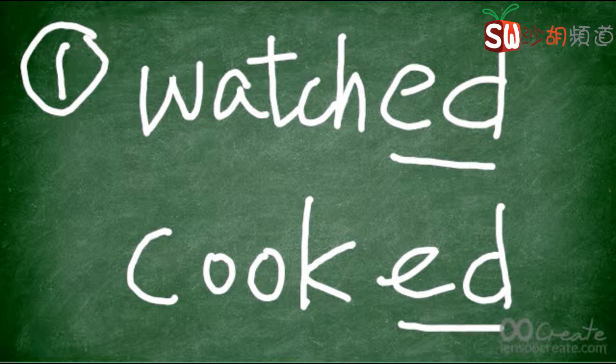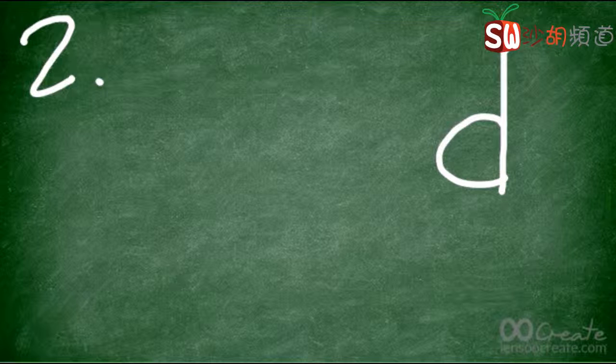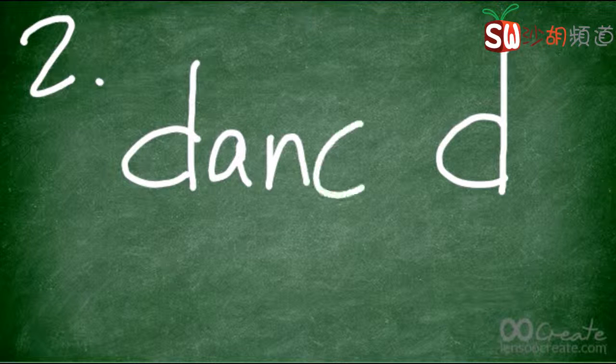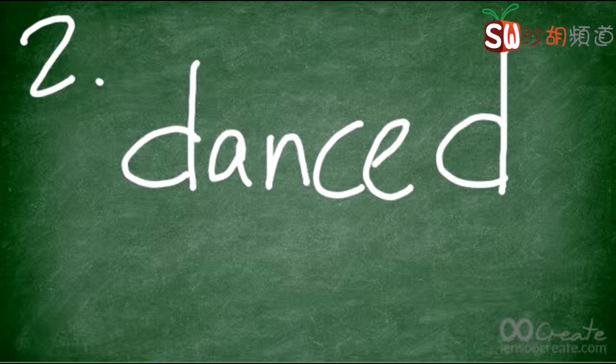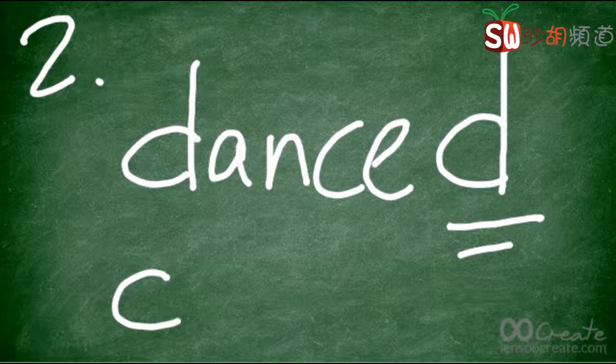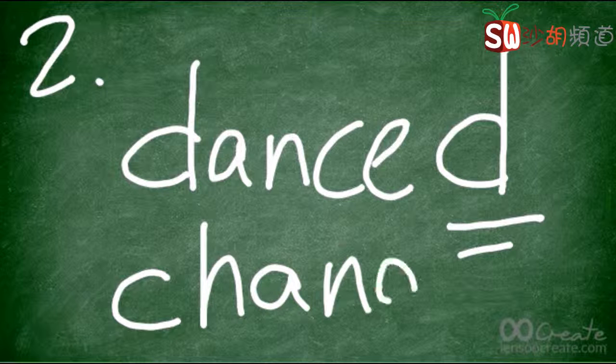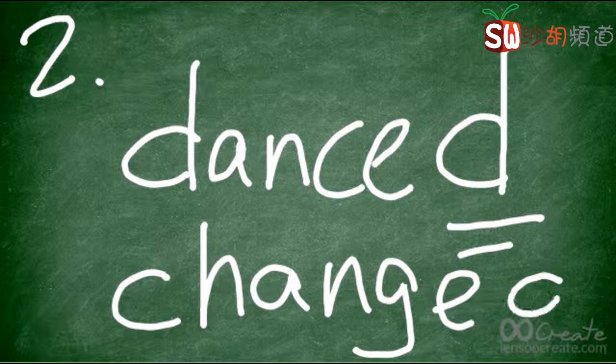Okay, rule number 2. Sometimes we only add d when the word already has an e at the end. For example, dance. We just add d. For example, change. We just add d.